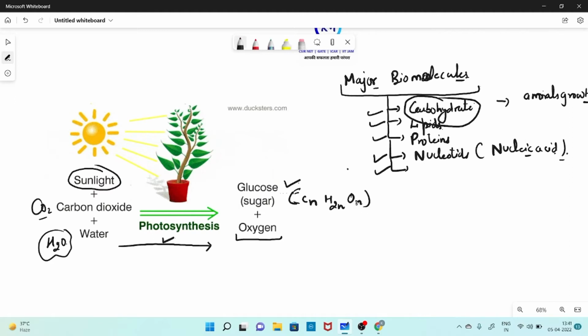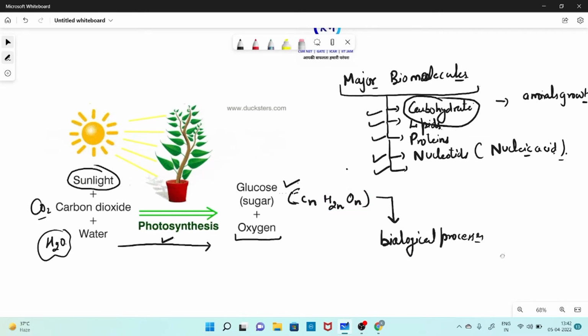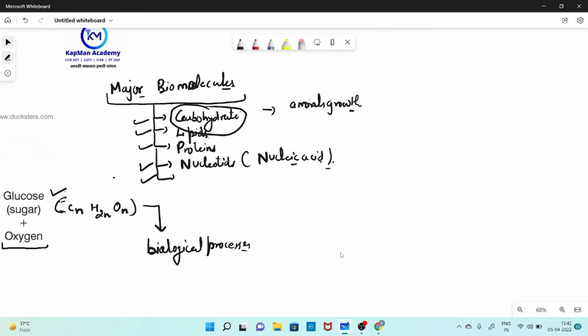Right? And these sugar molecules, when consumed by human beings, are used for different types of biological processes in the organisms. So this is how carbohydrates are synthesized in plants. Now we will see the structure of carbohydrates, what their structure is and how they are synthesized, right?